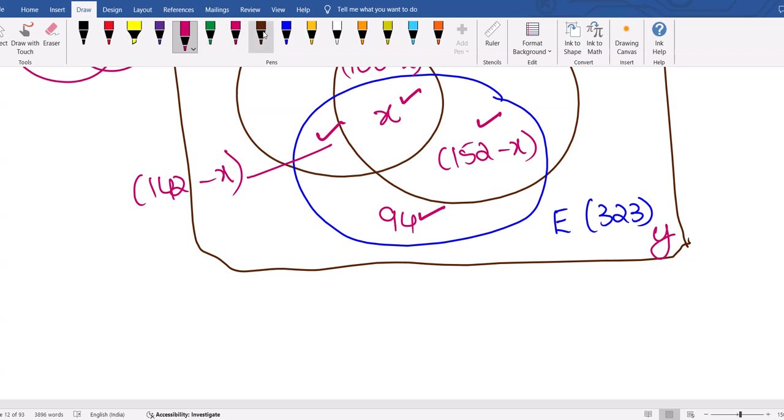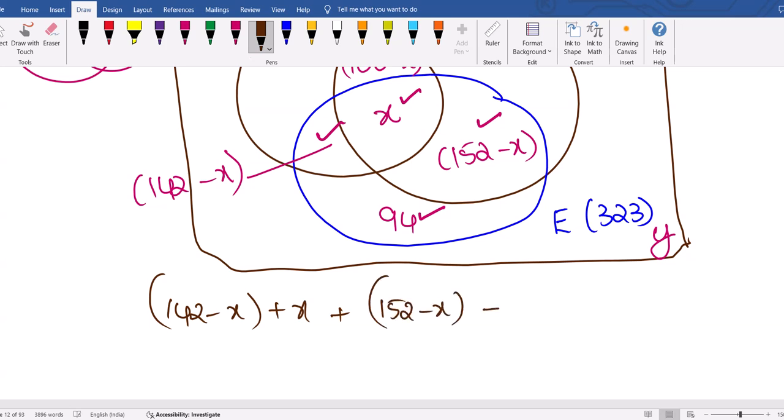So this left side part is 142 minus x. All the 3 is nothing but x. And reasoning and English is 152 minus x, plus 94. All this together should be equal to 323. That circle area, English area, is 323.